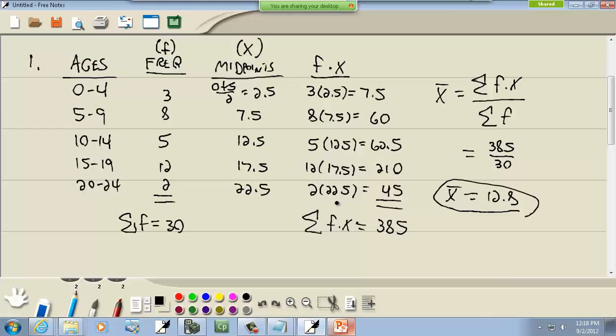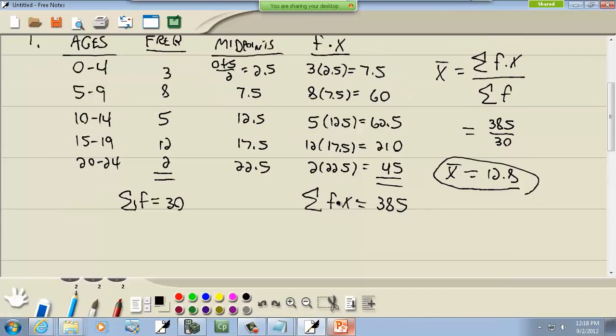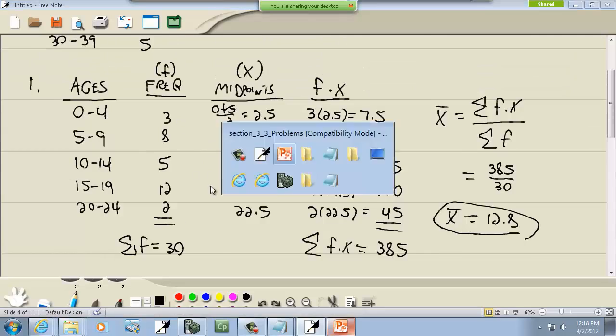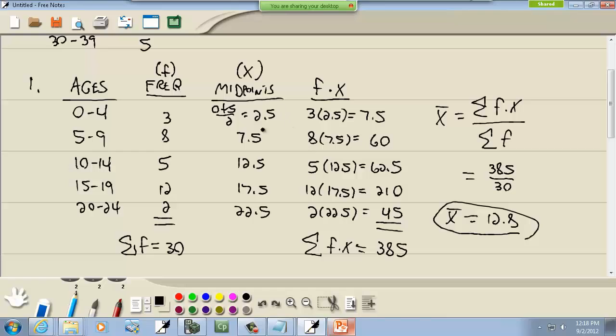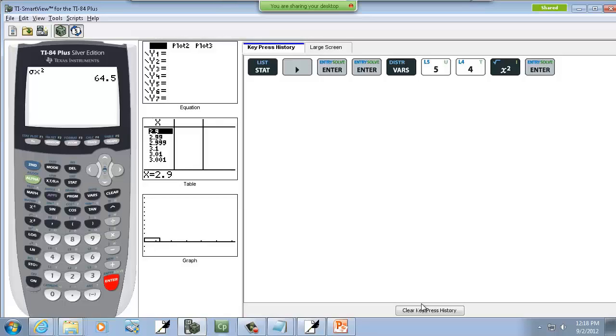Well, let's use technology now. And we'll actually use part of this for our technology. Okay, mean from a frequency table. It says put midpoints in L1, frequency in L2. Well, you have to find your midpoints first. So here they are. So let's go to our calculator.